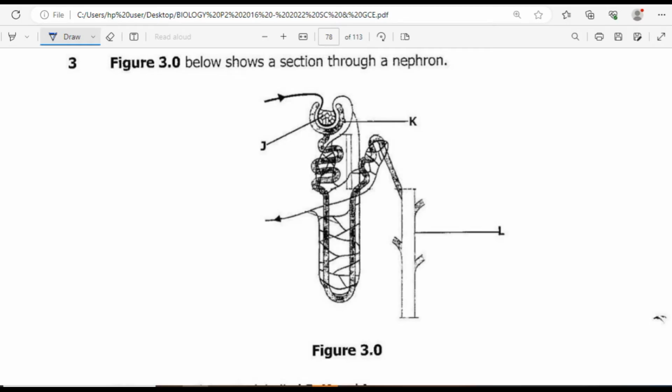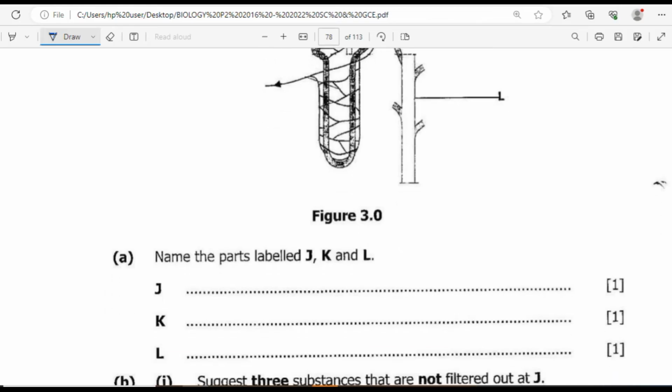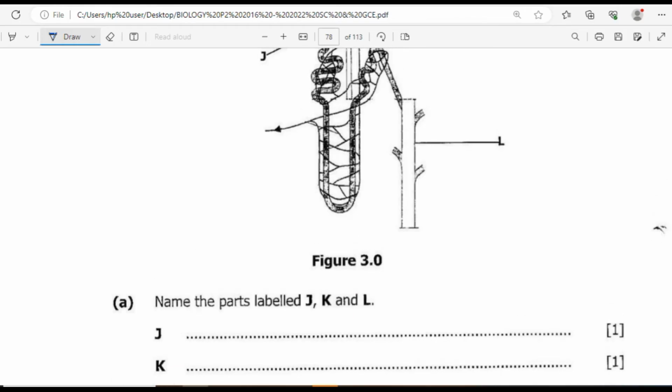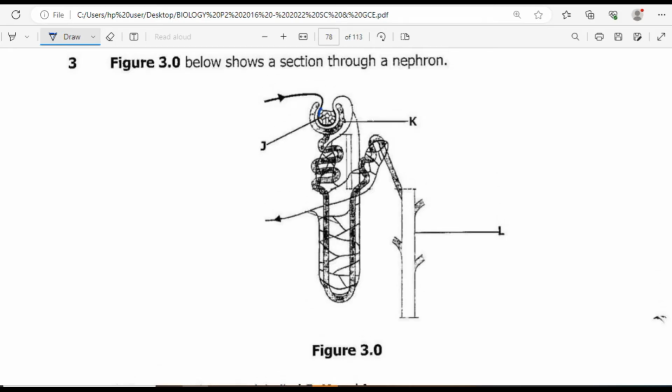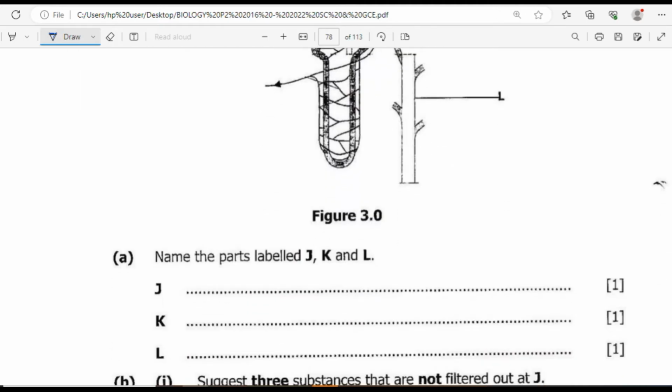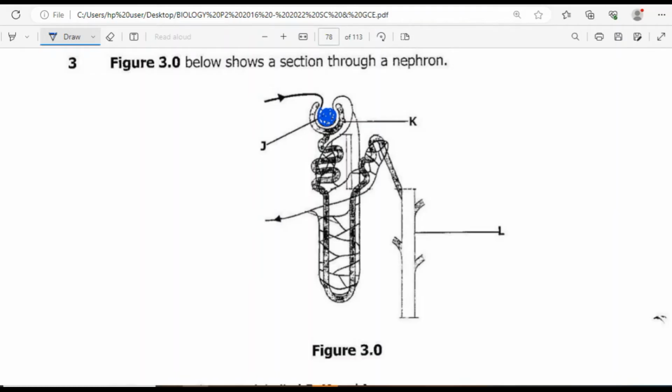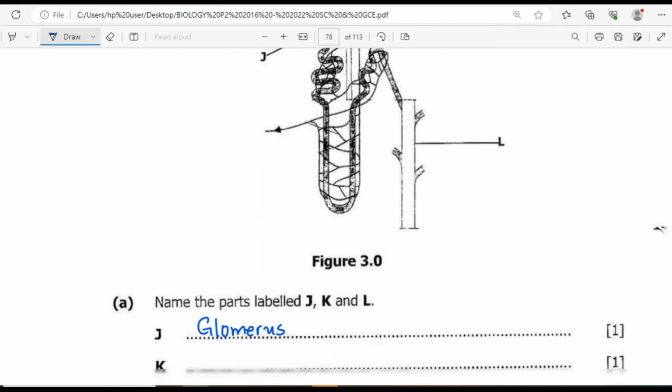Now, let's look at some structures. There is this J, K, then we have L. So now let's look at the first question. Name the parts labeled J, K, and L. So let's look at our J. J is this part here. So this is the glomerulus. Then what of K? K is this part, which is the Bowman's capsule.